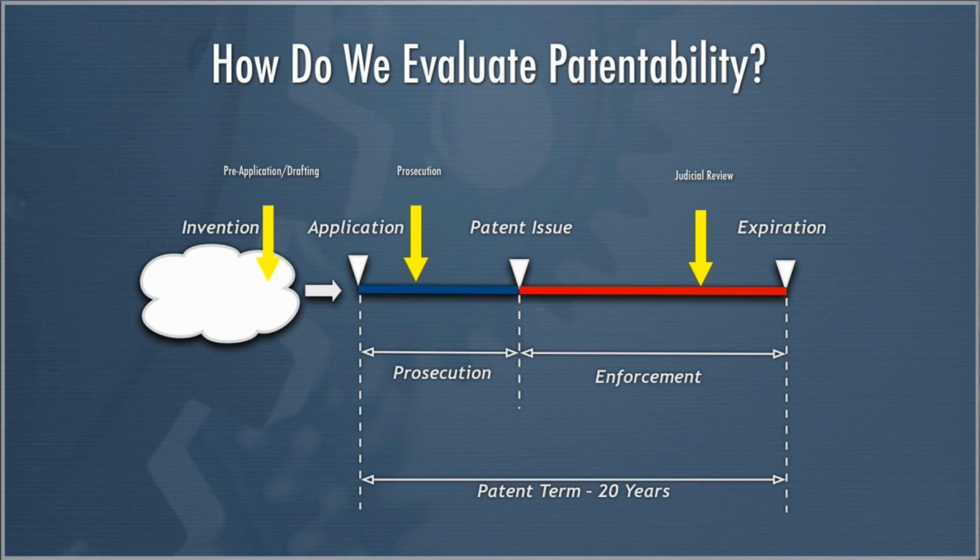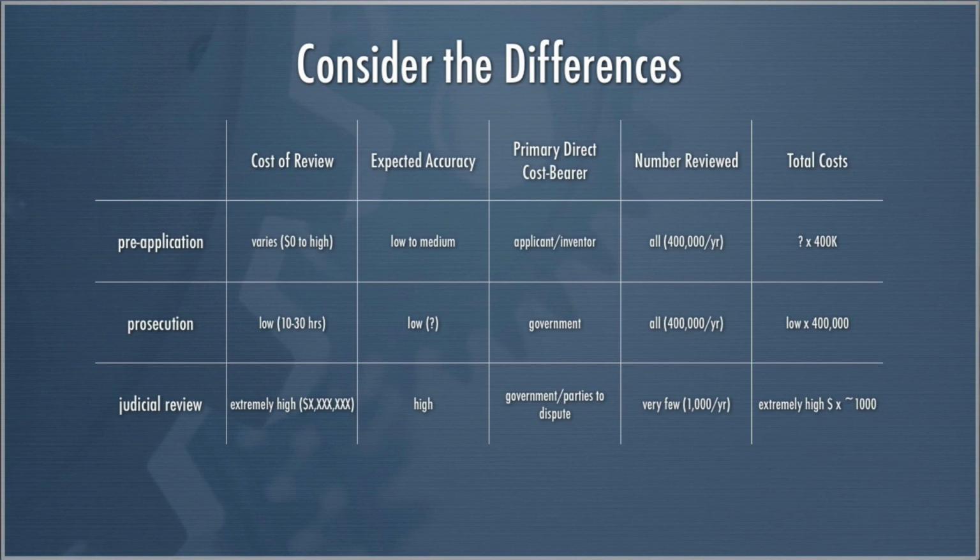Then there's the prosecution stage. And of course, prosecution means that there's a patent examiner who works for the United States Patent Office evaluating the patentability of the claim. After the patent issues, judicial review takes over, meaning that if the patent is litigated, then the court in front of whom the litigation occurs can determine the validity or invalidity of the patent. And so let's think about how those are different.